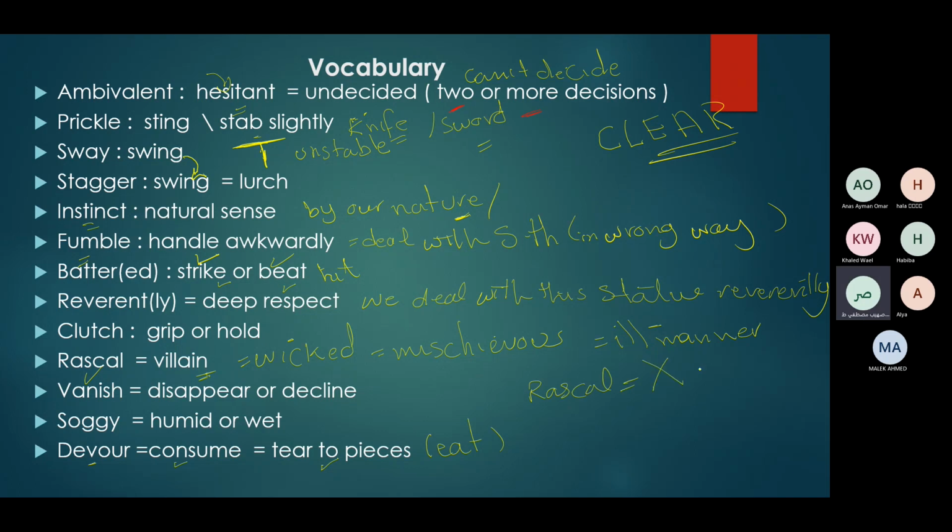Rascal, Malik, is the opposite of the word good or charity. The opposite, not the meaning. It's the opposite of the word. I didn't understand fumble. Which word? Fumble. Yes. We said fumble means what? You are supposed to deal with this task successfully, but you didn't, so you fumbled it. You understand what I mean?